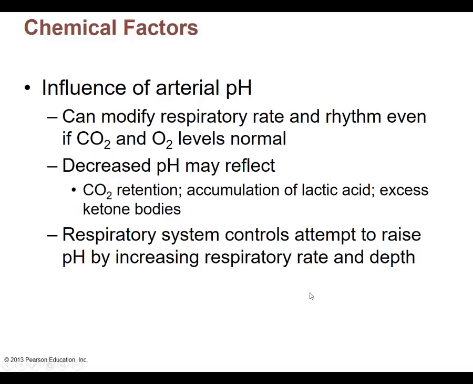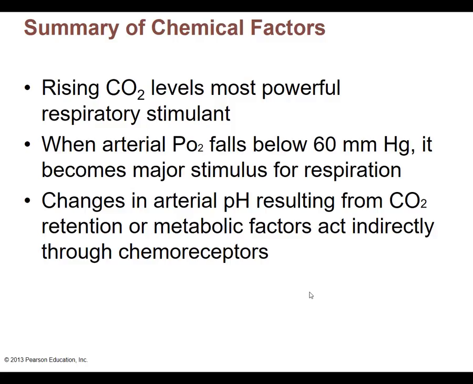So my little summary of the chemical factors. There are really three chemical factors: carbon dioxide, oxygen, and pH, that are going to affect your breathing rate. Carbon dioxide level is the most powerful stimulant of our breathing. It's only if oxygen levels have that severe drop down to 60 versus 100 millimeters of mercury that it really affects respiration. And any change in pH, whether it's from carbon dioxide or some other metabolic factor, can also change our respiration rate.